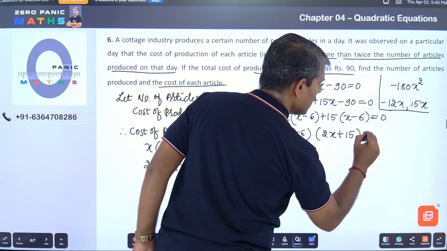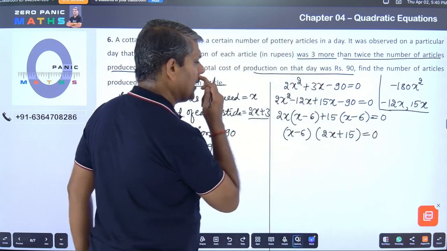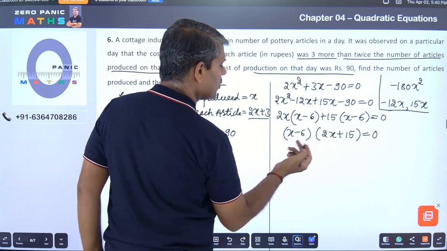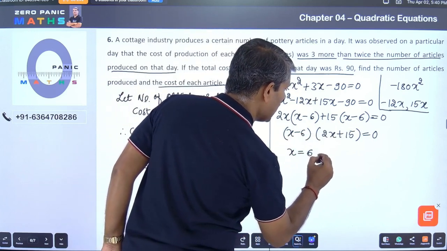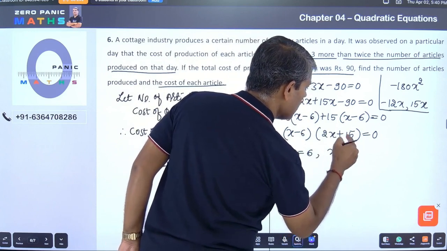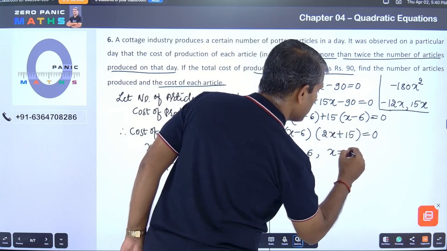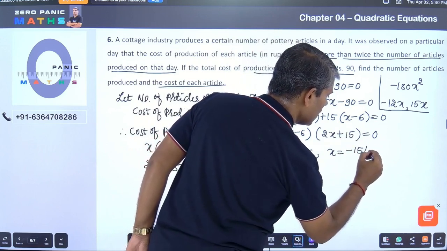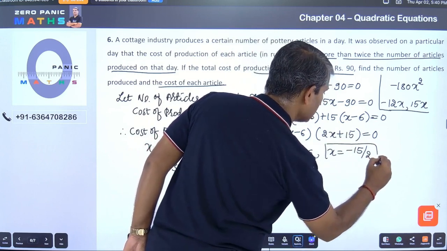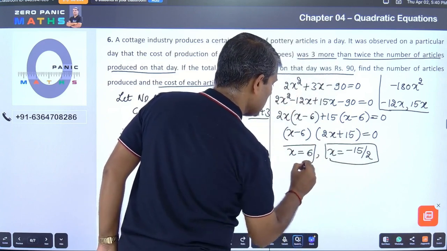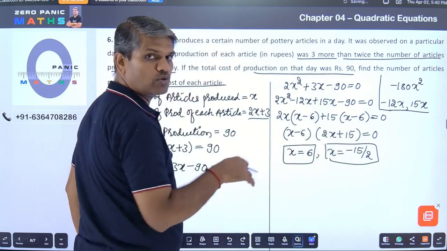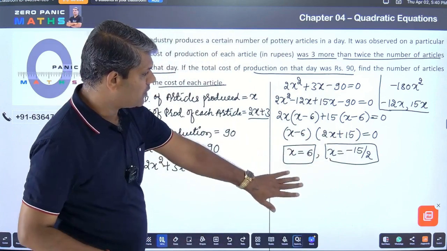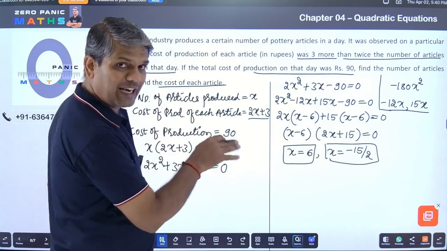So if these are the factors, what are the two x values? x is equal to 6 and x is equal to minus 15 divided by 2. You can write the additional step of equating this factor and this factor to 0. Since I don't have space here, I'm not doing that. You can write that step yourself.